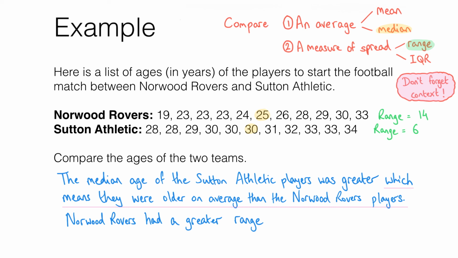But again, this on its own is not enough. We also need to say what this means in context. And in context, this means that their ages are more spread out than the Sutton Athletic players.